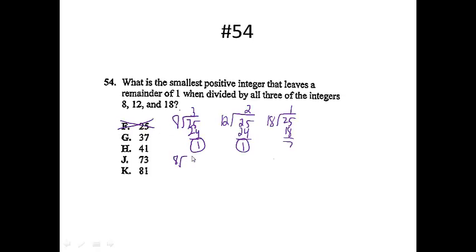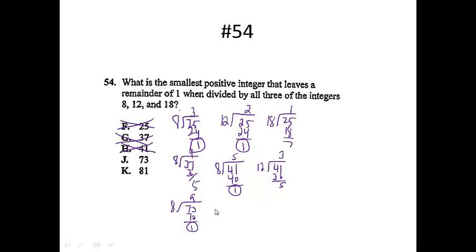All right, 8 into 37 would go in 4 times, remainder of 5. That already does not work, so let's try 41. We'll put 8 into 41. 8 goes into 41 5 times. We get a remainder of 1. So far, so good. So let's try 12 into 41. 12 goes into it 3 times, which gives me 36. That gives me a remainder of 5. So we get to stop there. Let's try 73. So 8 goes into 73 9 times. I'll get a remainder of 1. 12 goes into 73 6 times.